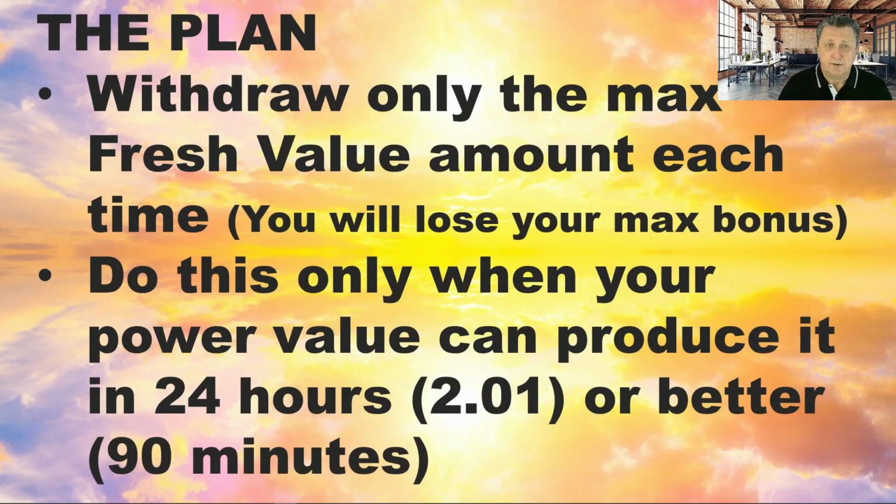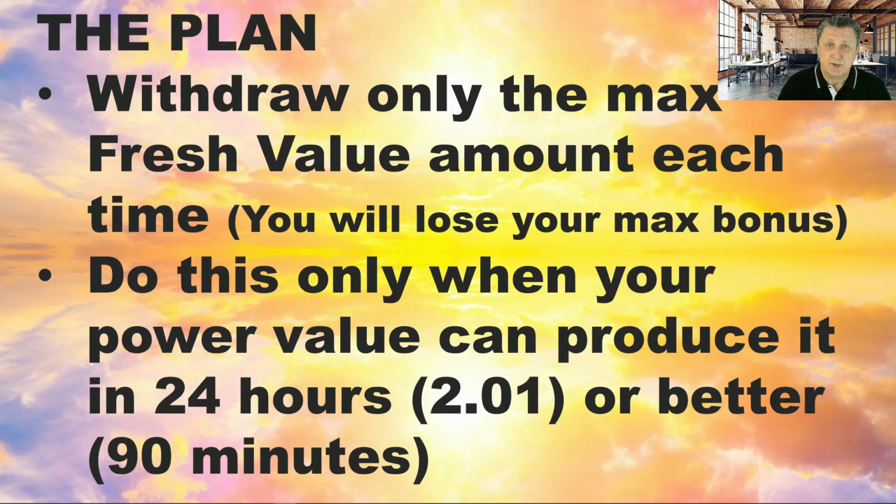So the next part is the important part, and that's the withdrawal phase. One of the things that you have to take into consideration here is that you should only withdraw the max fresh value amount each time. So why would that be? Well, we want to take 2 BNB out, and as soon as we take that out, we're going to lose our 15%, which was the max bonus. It's going to go back to 14.82.